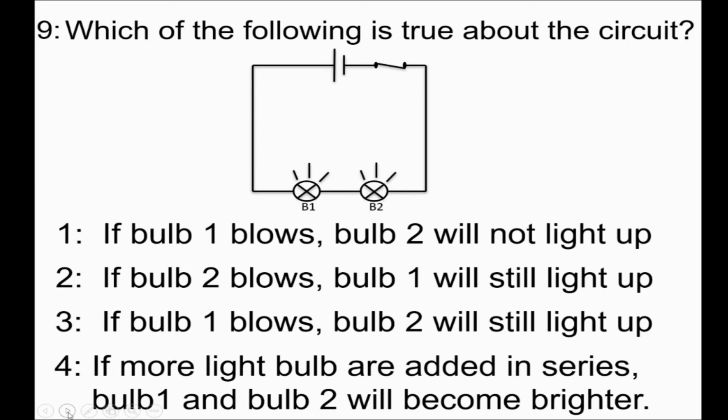So the question for the last time, which of the following is true about the circuit? So the correct answer is A. If bulb 1 blows, bulb 2 will not light up.